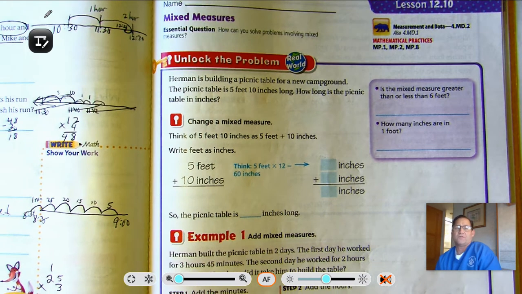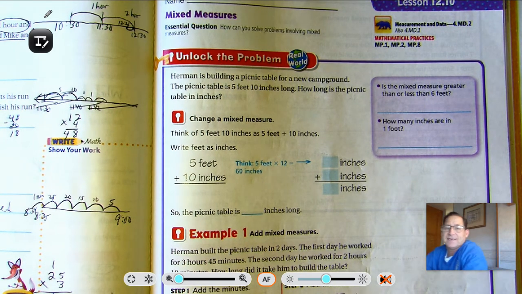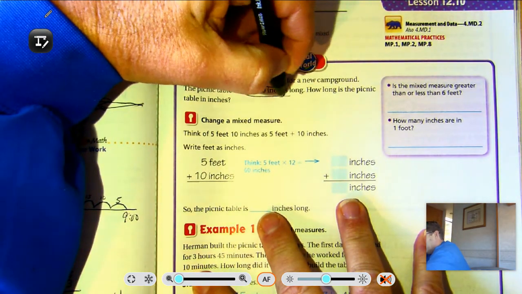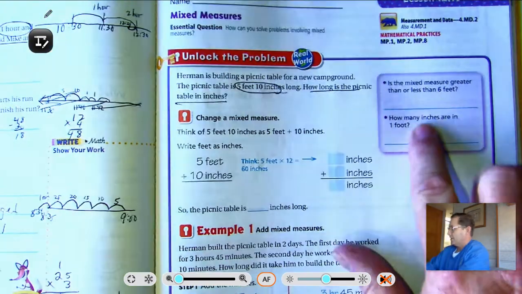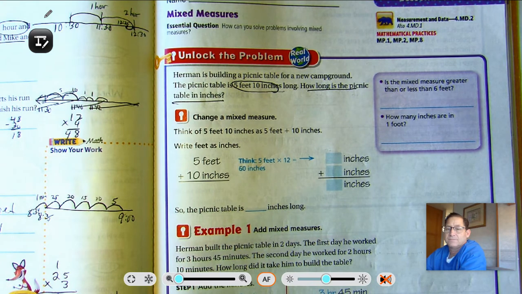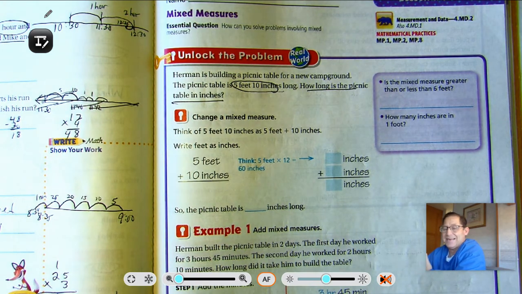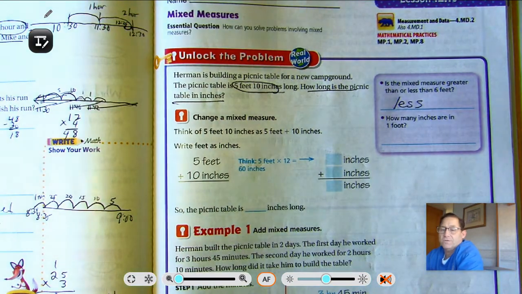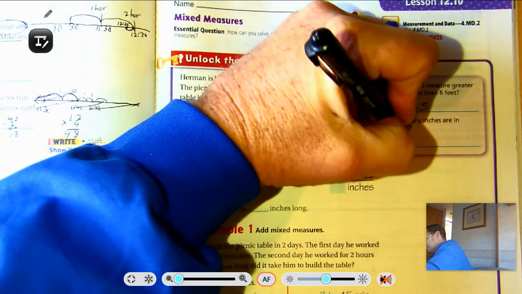Okay, so our first one, unlock the problem, is Herman is building a picnic table for a new campground. The picnic table is 5 feet 10 inches long. How long is the picnic table in inches? Okay, so is the mixed measure greater than or less than 6 feet? Well, it's less than 6 feet. How many inches are in 1 foot? 12 inches.